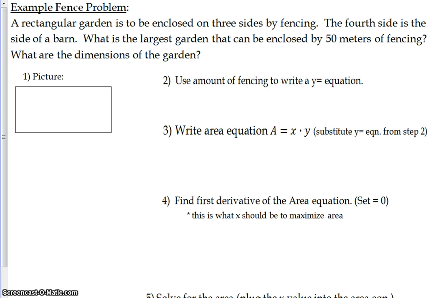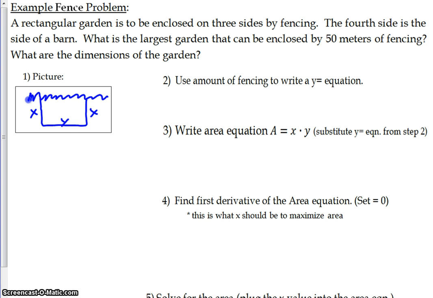So we're starting here with this one. We have a rectangular garden that wants to be enclosed on 3 sides by fencing. The thing is that one of the sides is the barn. So here's my fence. I have 3 sides of my fence. 2 of the sides are going to be identical to each other because it's a rectangle. The third side is not guaranteed to be identical to the other 2 sides.